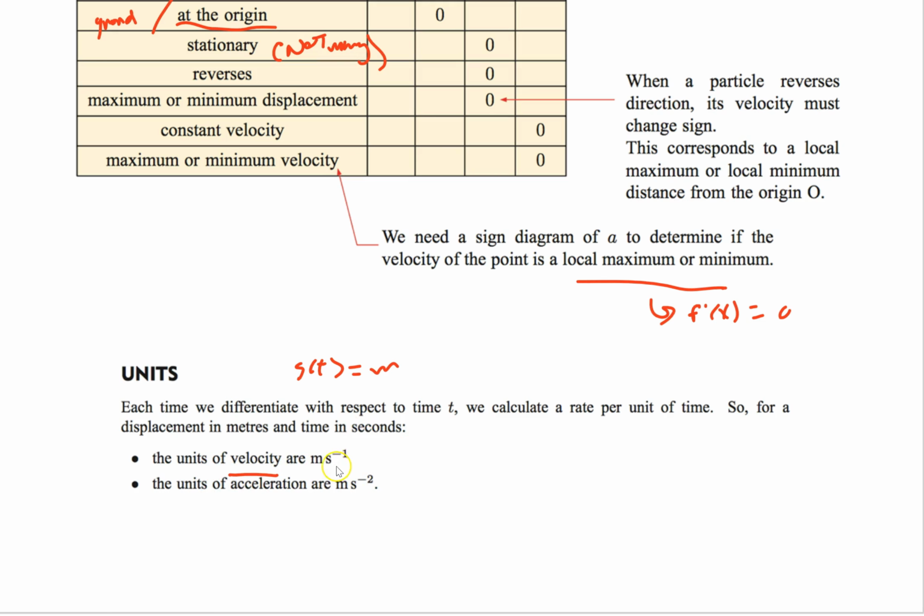Velocity, you divide by time, so divide by seconds. So IB does this weird ms to the -1 power. It's just a fancy way of writing this: meters over second. Same thing here. If you had acceleration, you took another derivative, so you divide by s one more time. Right here would be meters over second squared. So that's units.